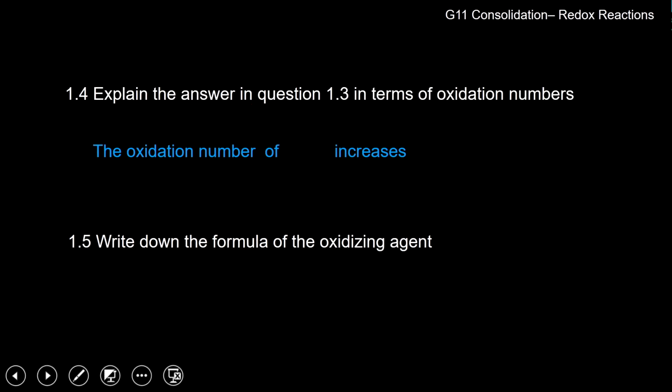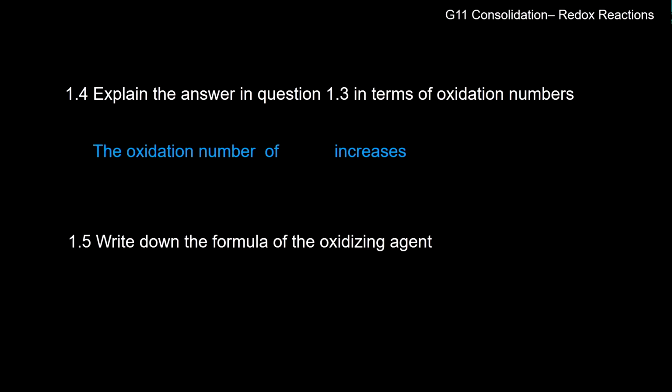Our next question is explain the answer in question 1.3 in terms of oxidation numbers. Well, what is happening? Sulfur in the hydrogen sulfide starts off as 2 minus. What happens to it? It ends up with a unit oxidation number of 0. So the oxidation number of sulfur increases, and it increases from 2 minus to 0. That's what's happening to the oxidation number.